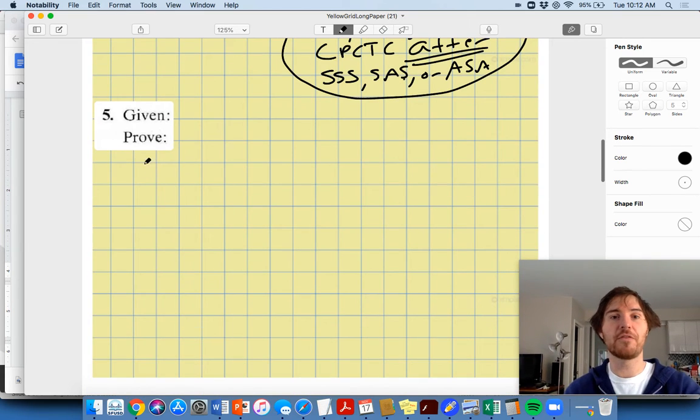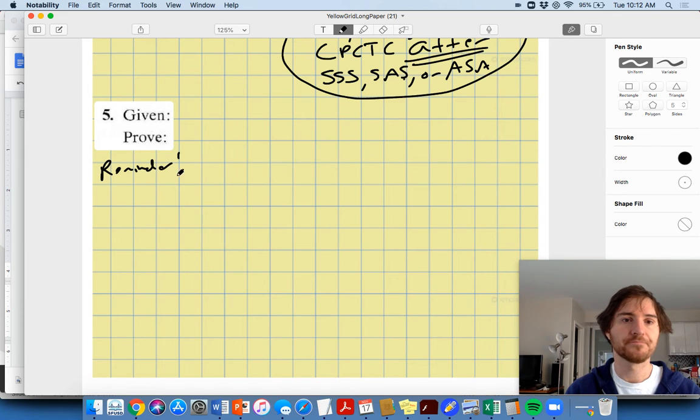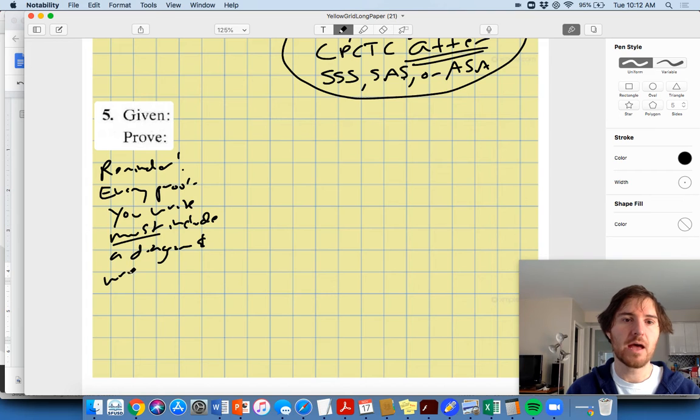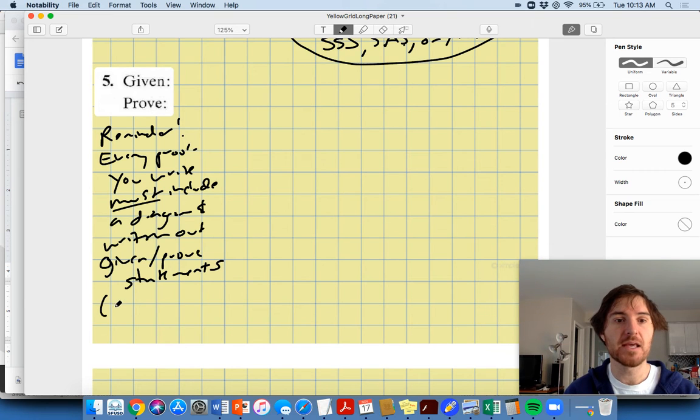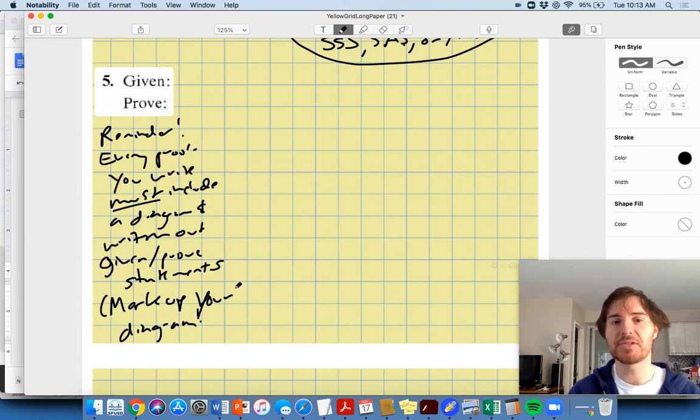All right, final one here, number 5. Big reminder: every proof you write must include a diagram and the written out given and prove statements. And a huge plus, which shows me you're being thoughtful, is that you mark up your diagram. Mark up your diagram. Again, huge hint, getting you unstuck. It's all about getting resourceful.